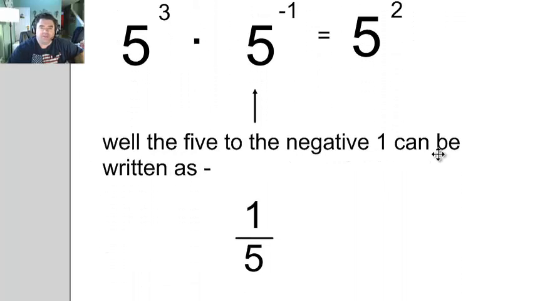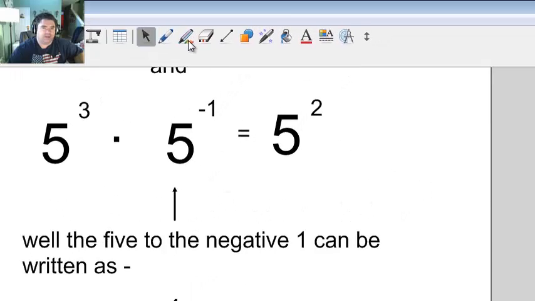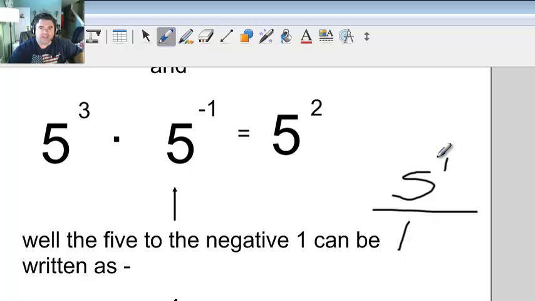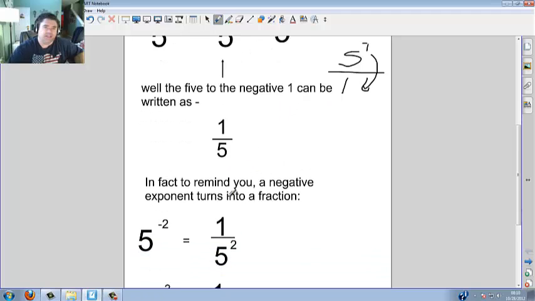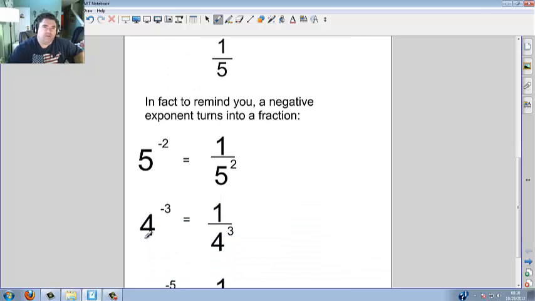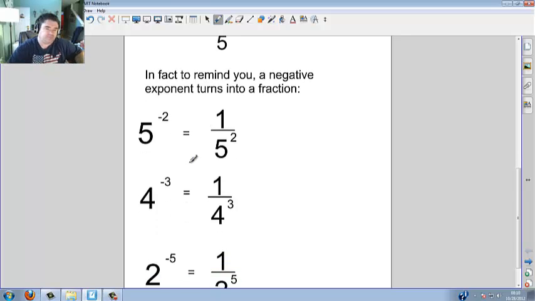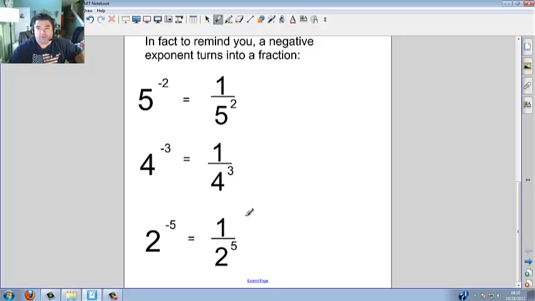Well, 5 to the negative 1 can be written as 1 over 5, remember, because 5 is really 5 to the first power, and a negative 1 would mean you just switch from top to bottom. In fact, to remind you, a negative exponent turns into a fraction. 5 to the negative second equals 1 over 5 squared, because we're simply flipping it. 4 to the negative third power means 1 over 4 to the third power. So anytime you see a negative, it's just 1 over. Instead of being real large, it becomes real small. It just flips positions. 2 to the negative fifth power becomes 1 over 2 to the fifth.